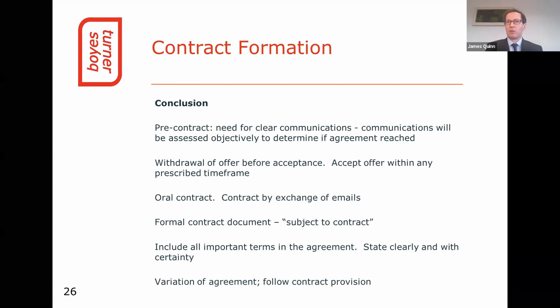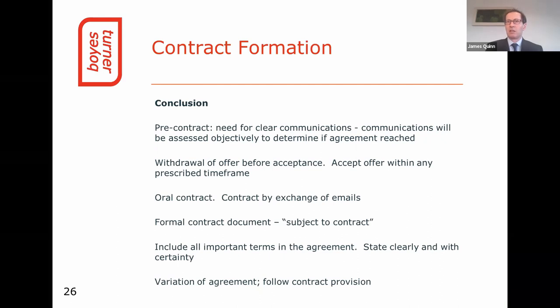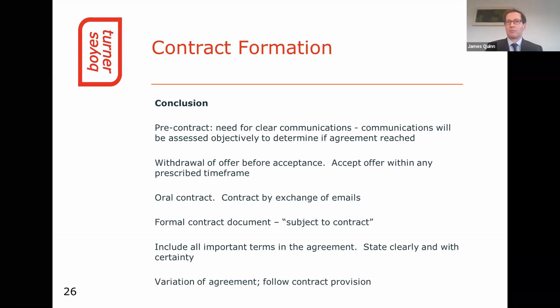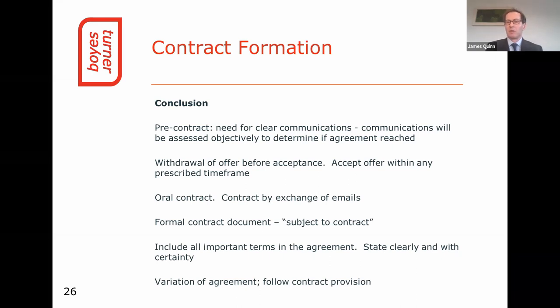Similarly, if you have received an offer with a specified deadline for acceptance, then ensure that your acceptance is communicated ahead of that deadline, and that your communication is received by the other party. Bear in mind that a binding contract can be entered into orally or by exchanges of email. If you envisage that you will be drawing up and signing a formal contract document, label your communication subject to contract. Ensure that you include all important terms and that terms are sufficiently certain and clear. During the currency of the contract, if you have a clause setting out how amendments are to be made, then follow those prescribed steps.